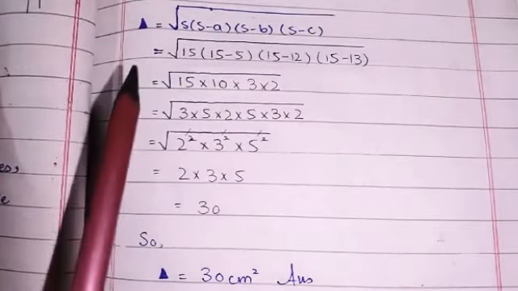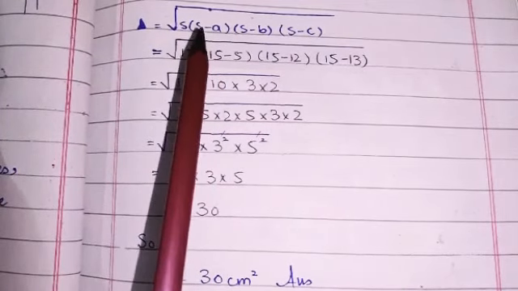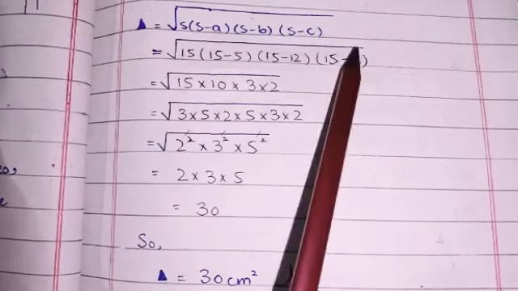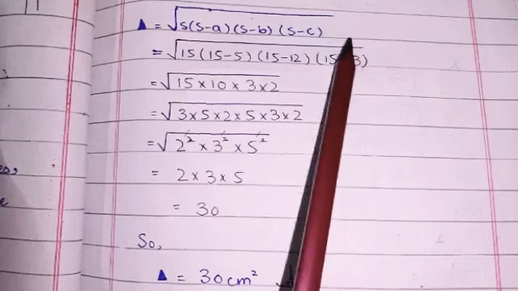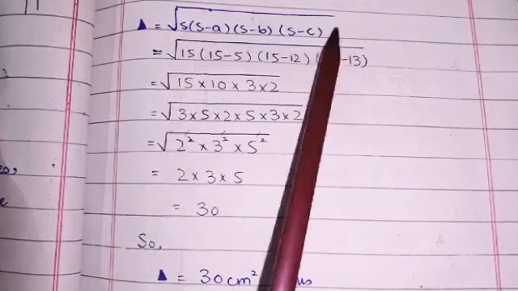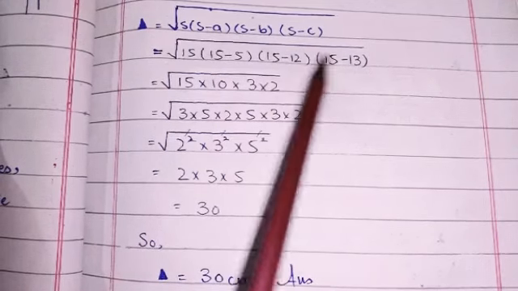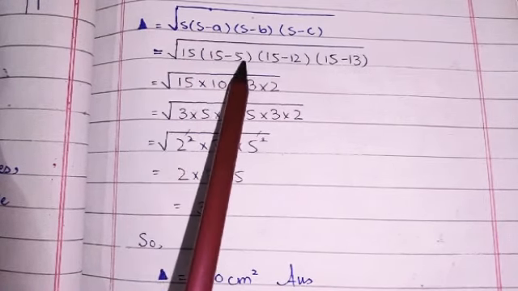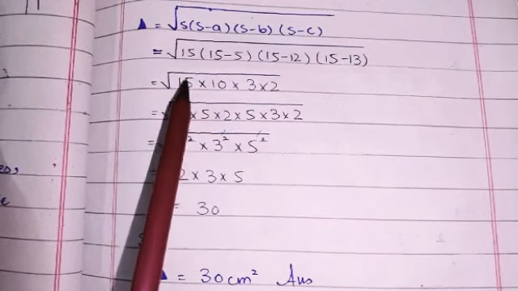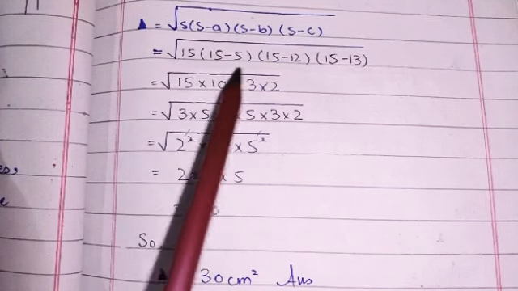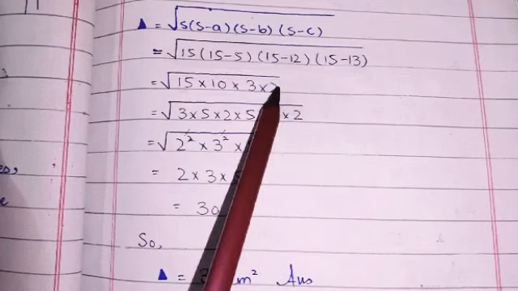Now students, we have all the values of S, A, B and C, so we will write all these values within the formula to conclude our solution. Area of triangle is equal to square root of S into S minus A into S minus B into S minus C. Square root 15 into 15 minus 5 into 15 minus 12 into 15 minus 13. Square root 15 we will write as it is. 15 minus 5 we got 10. 15 minus 12 we got 3. 15 minus 13 we got 2.